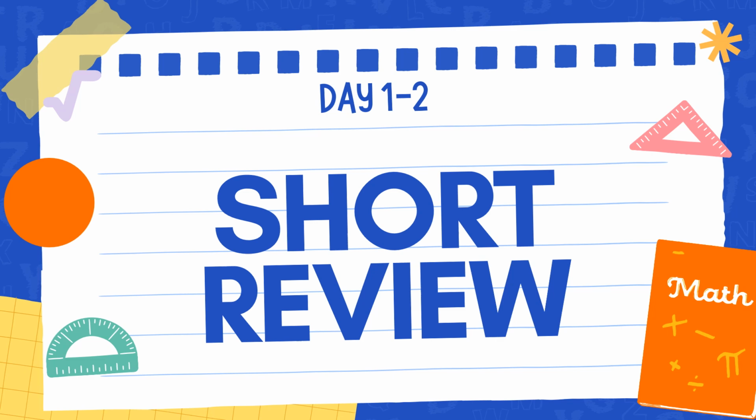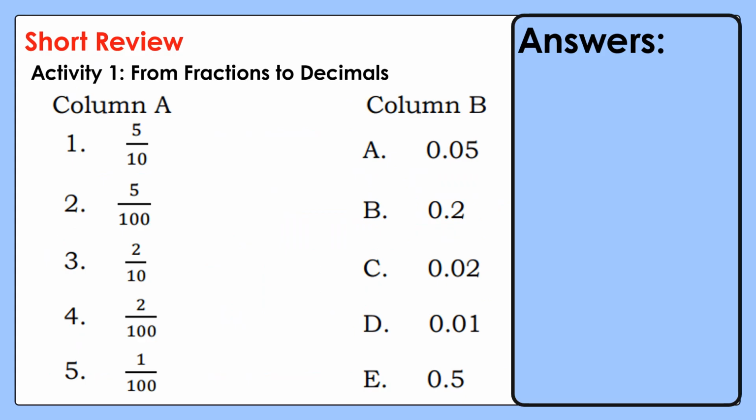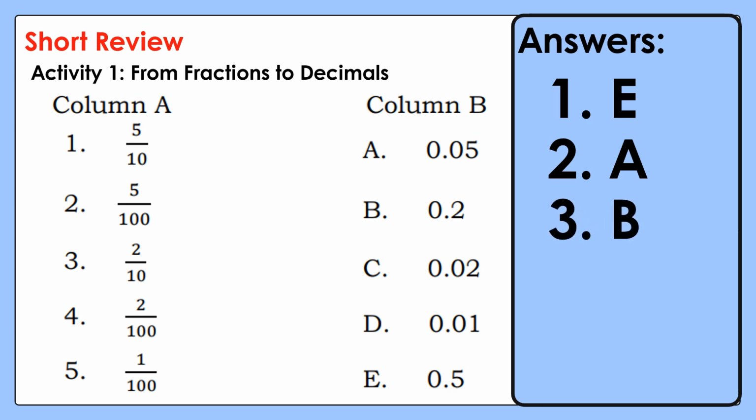Day 1 to 2. Let's have a short review. Activity number 1, from fractions to decimals. Number 1, 5/10. The answer is E, 0.5. Number 2, 5/100. The answer is A, 0.05. Number 3, 2/10. The answer is B, 0.2.